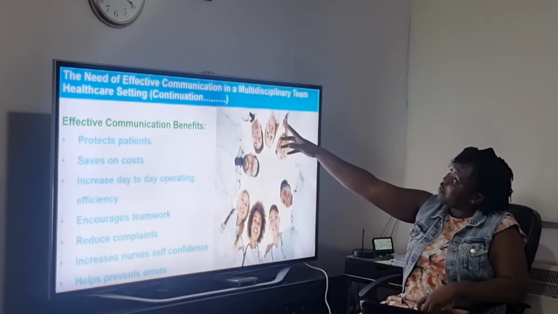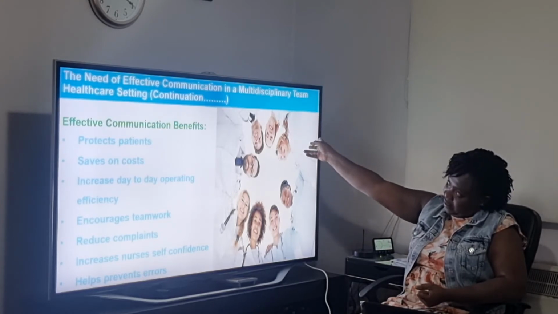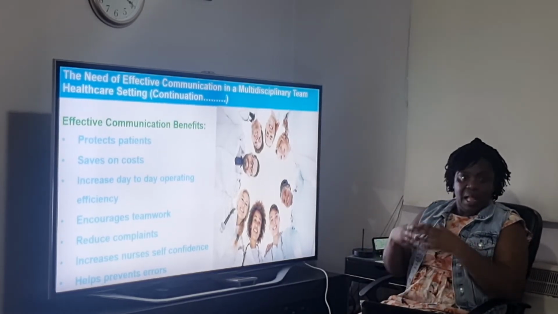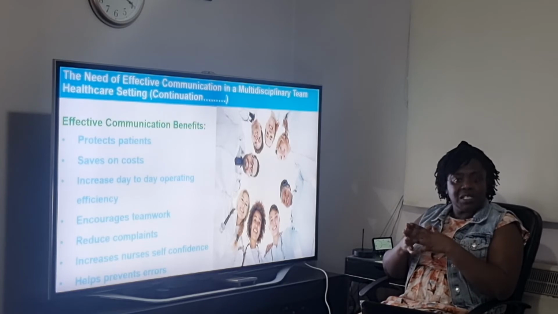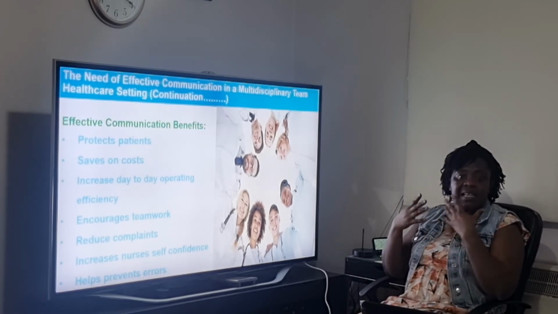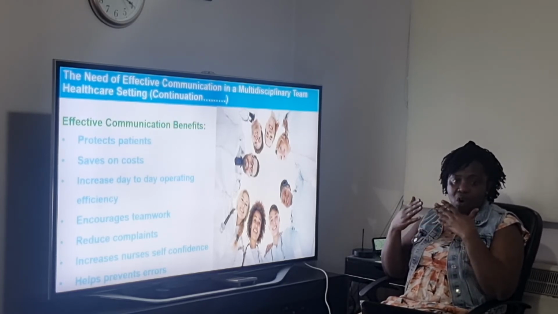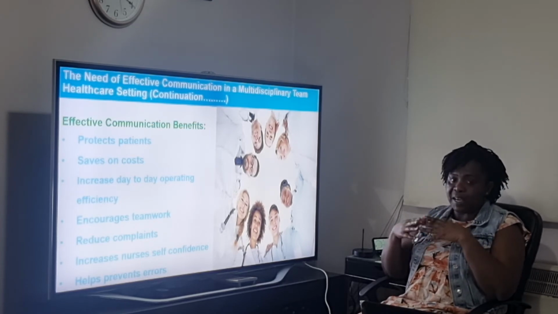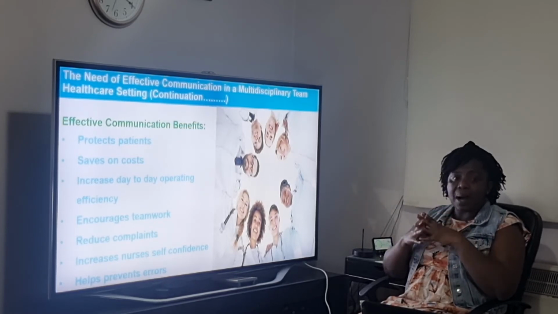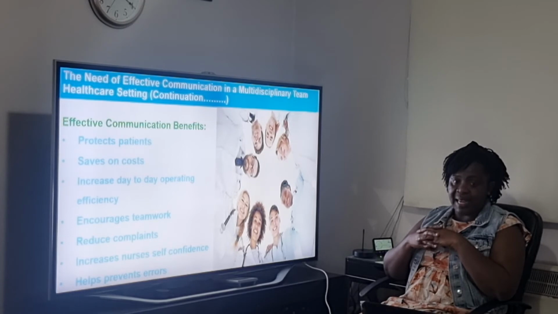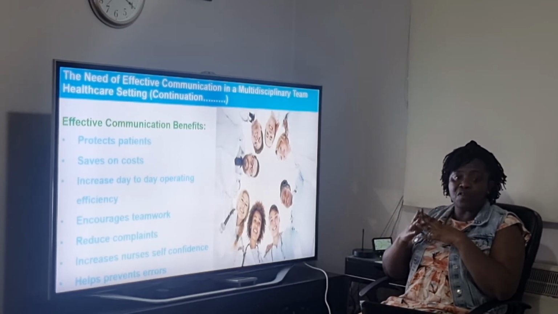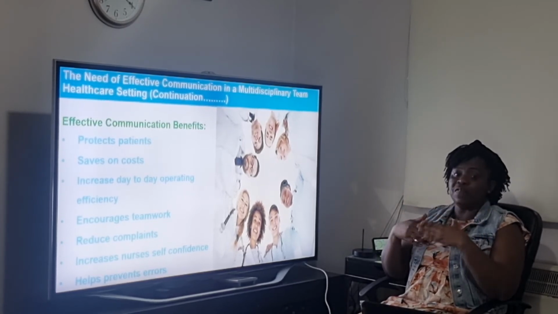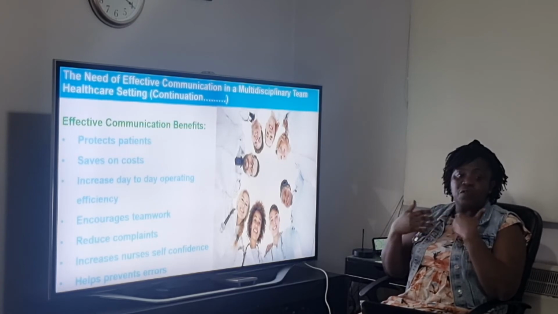The need of effective communication in a multidisciplinary team. Effective communication in a multidisciplinary setting is essential for timely and effective operations. Effective communication works simultaneously with the patient, where the healthcare professional and the patient both have the power to decide. The team can come up with an alternative treatment plan in the end.